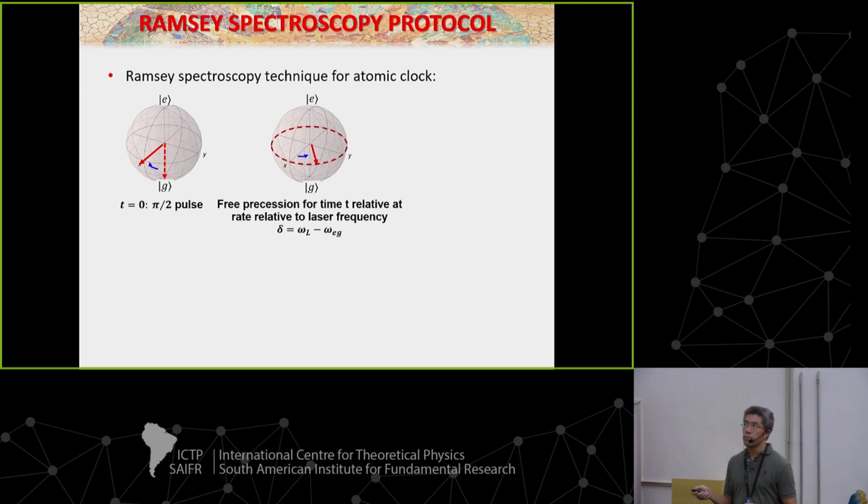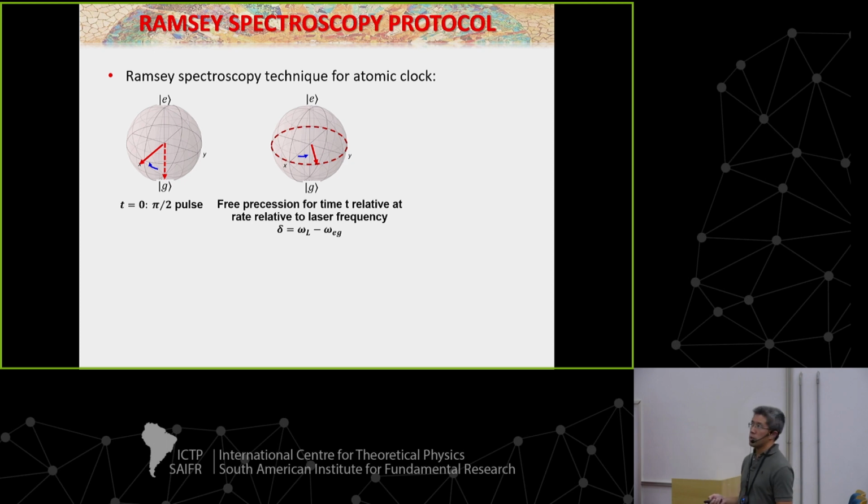The way that happens is that if you move into a frame that's rotating with the laser frequency, then the atom, which only knows about its own natural resonance frequency, experiences on the Bloch sphere a precession of your state along the equator. Your Bloch vector starts to precess at a frequency given by the difference between your laser frequency and the atomic resonance.